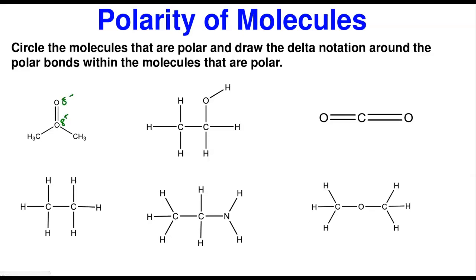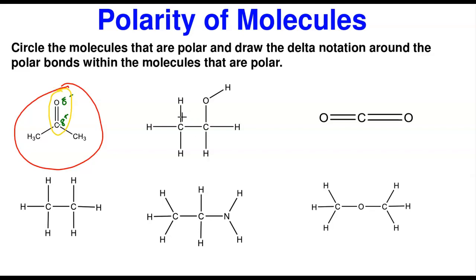This is going to assume a partial negative. Therefore, this is a polar bond. So I'm going to circle this as a polar molecule. Remember, what confers the polarity in this molecule is just this bond alone that makes it a polar molecule. Now we go to the next one.